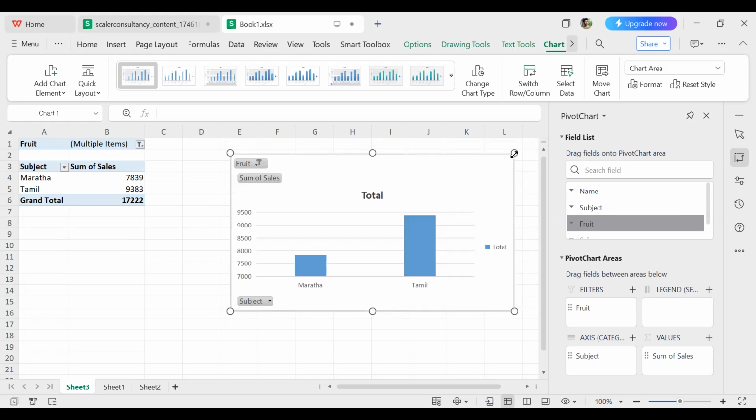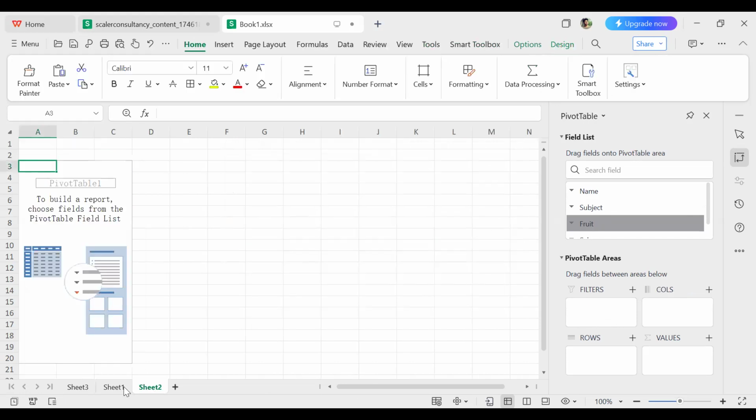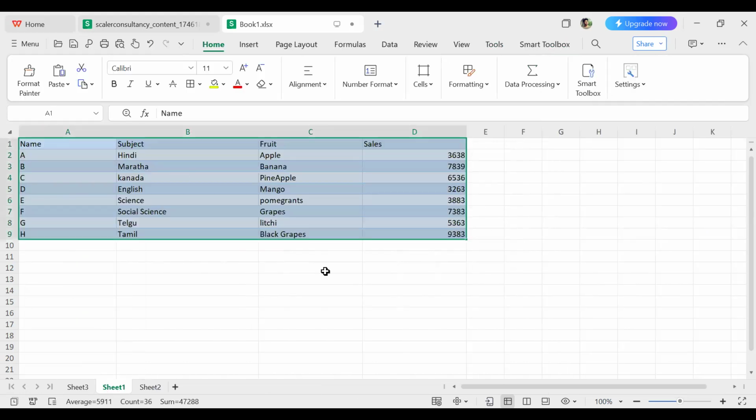Okay, so you have to practice by today. I will share this sheet and you can simply practice on this.